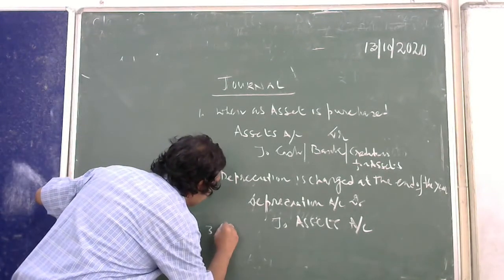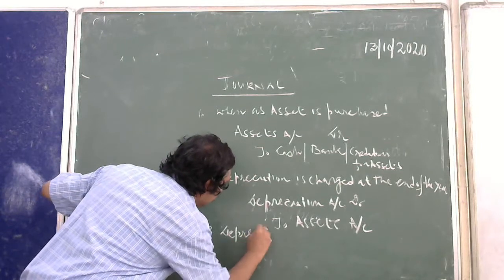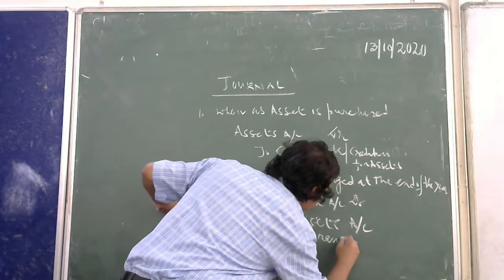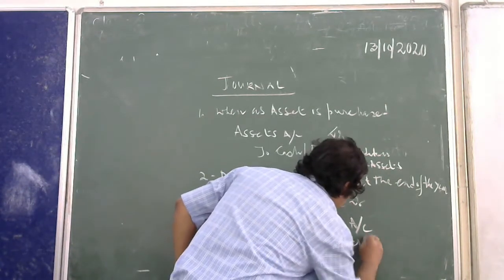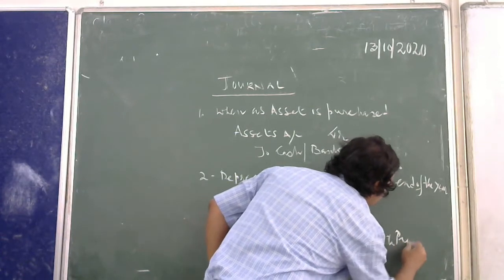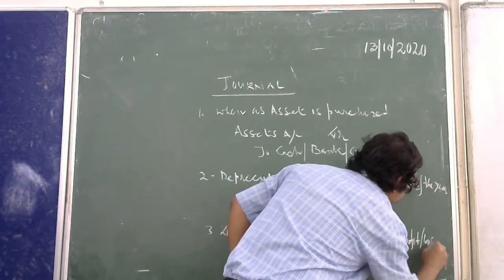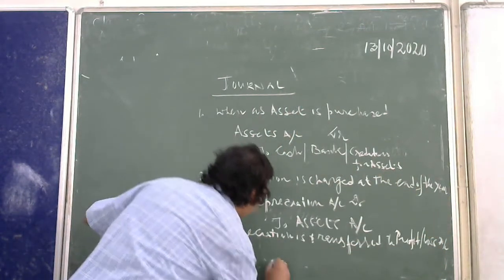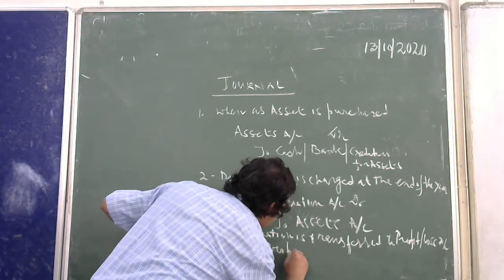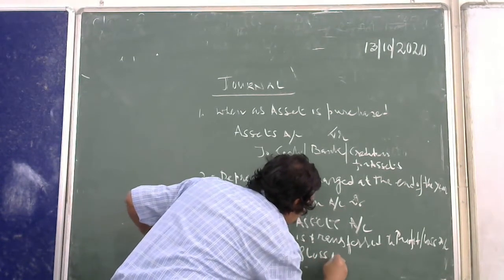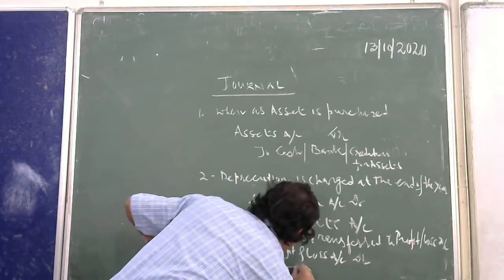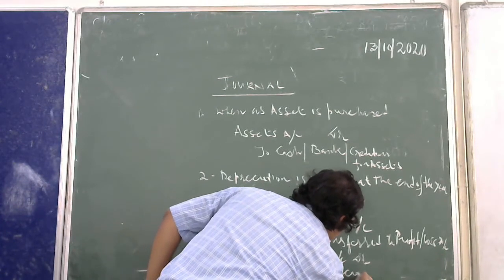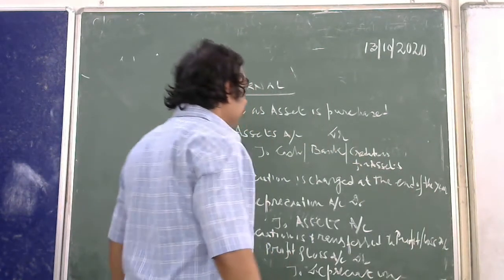Third, when depreciation is transferred to profit and loss account. The entry at the end of the year will be profit and loss account debit to depreciation. Okay, these are the entries.